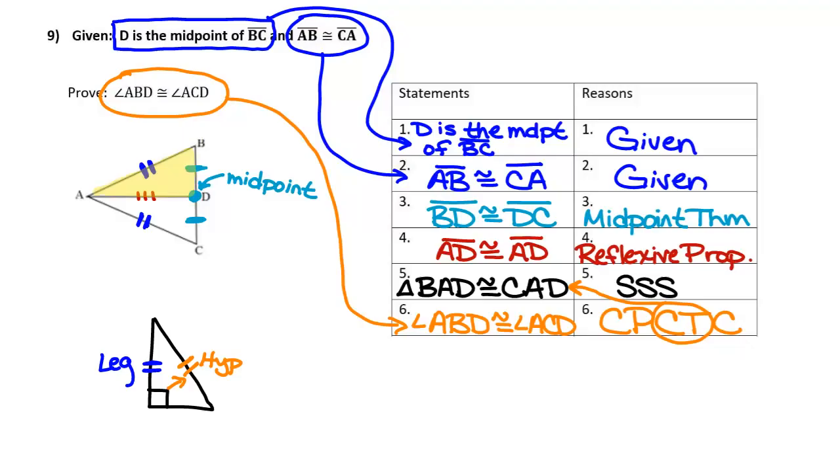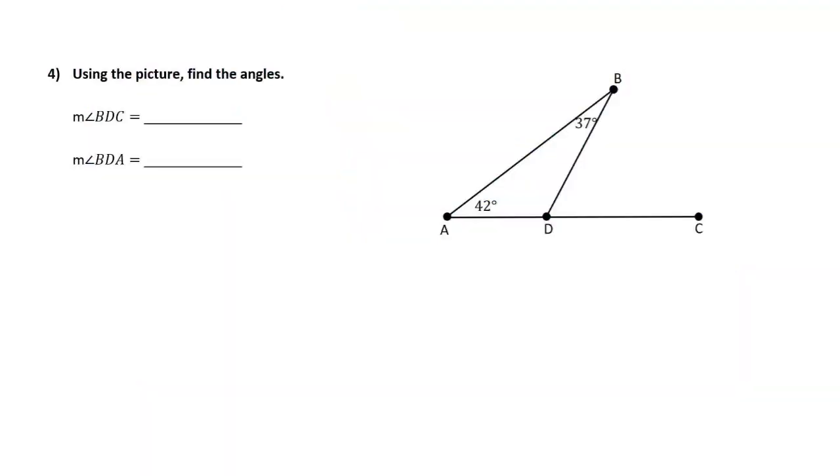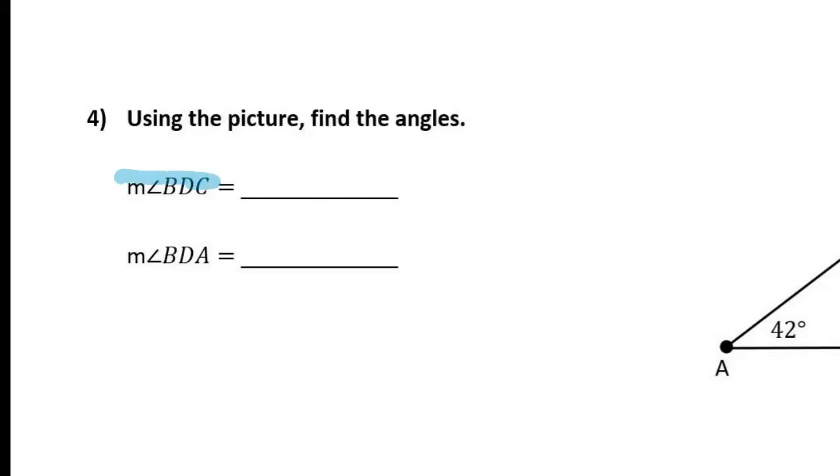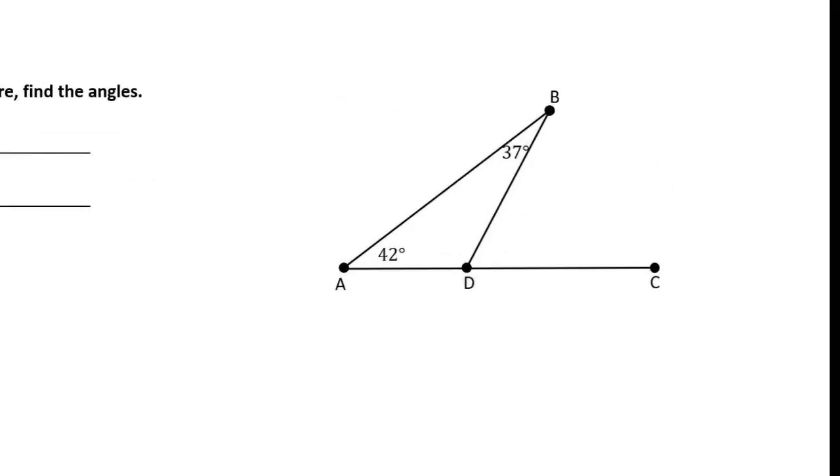All right, so we did number 11, we did number 9. Number 4 was the next one that was requested. Let's go look at number 4. Using the picture, find the angles. BDC. Angle BDC. B down to D over to C.